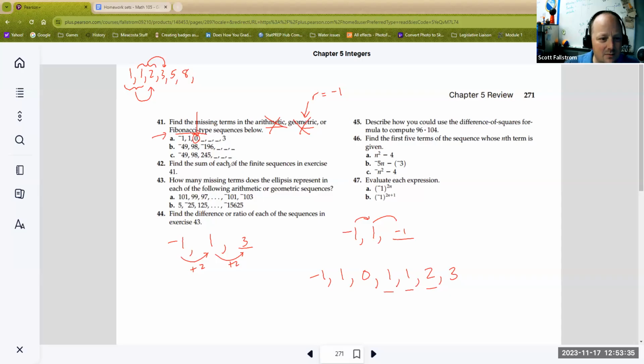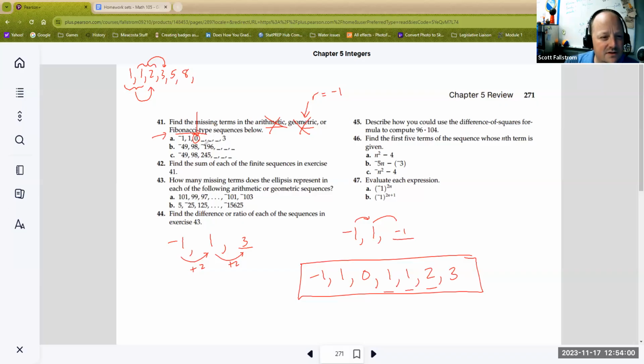Then it says find the sum of each of the finite sequences. Well, these are finite, so really all it's asking you to do is add these numbers up. It's not asking you to do it in general. The general sum of a Fibonacci sequence is pretty cool, but it's way beyond the scope of this class. So let's call that what it is. Just add all these numbers up.